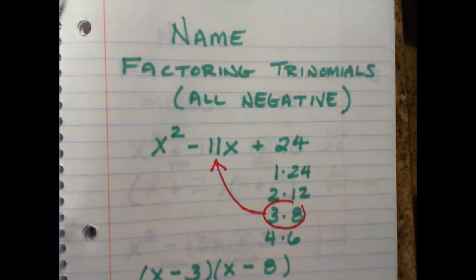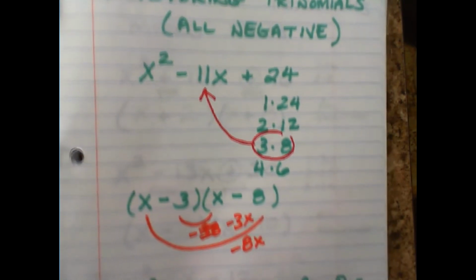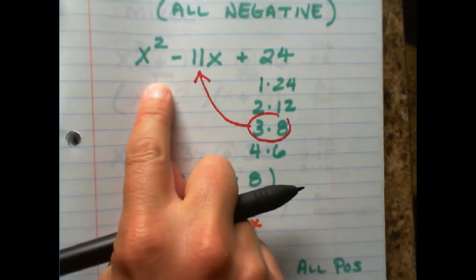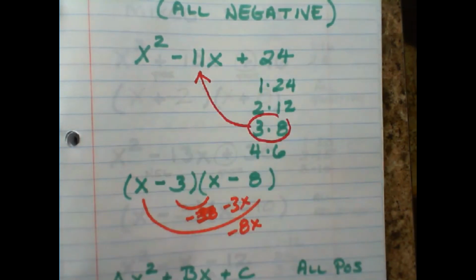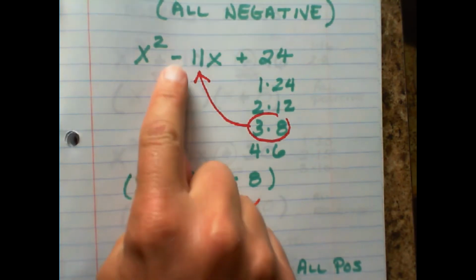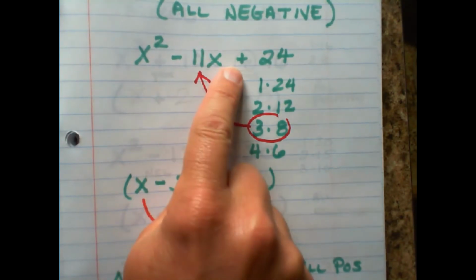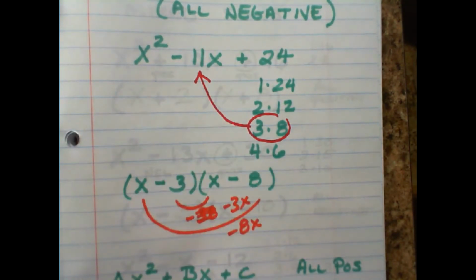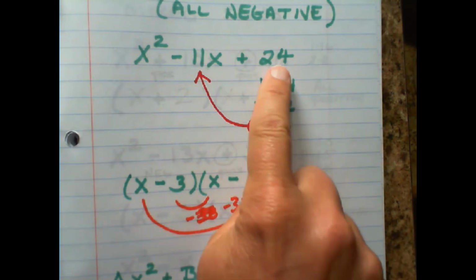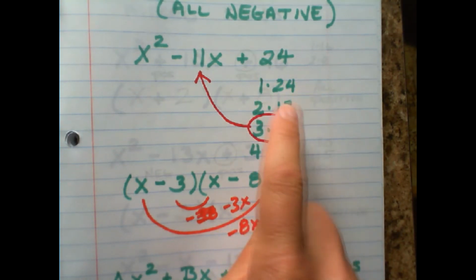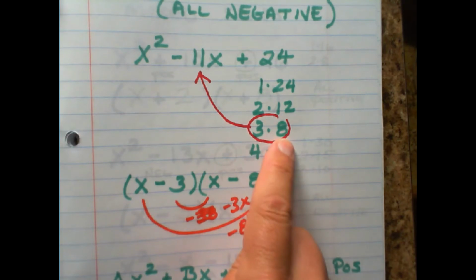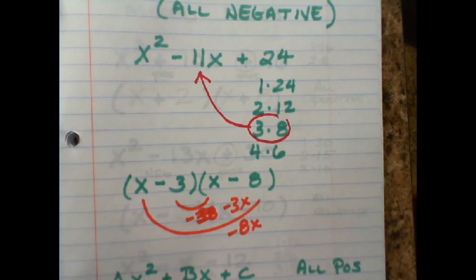So let's go to our first example problem, which is right here. Get that into your notes: x squared minus 11x plus 24. Now, the fact that there's a negative right here and a positive right there is really telling me that it's going to be a negative, negative type of problem. I'm going to list out all the ways to make 24: 1 times 24, 2 times 12, 3 times 8, 4 times 6. Just listing those out. And then I have to figure out which ones get me to the 11.